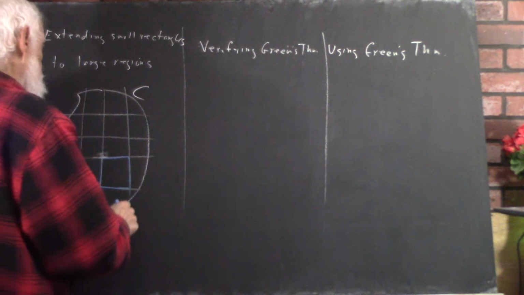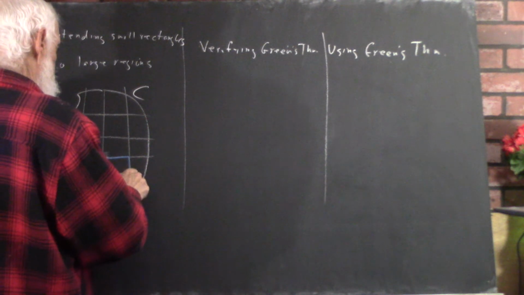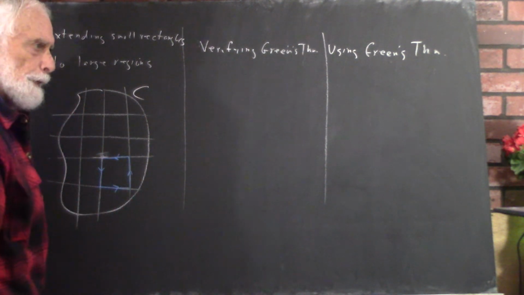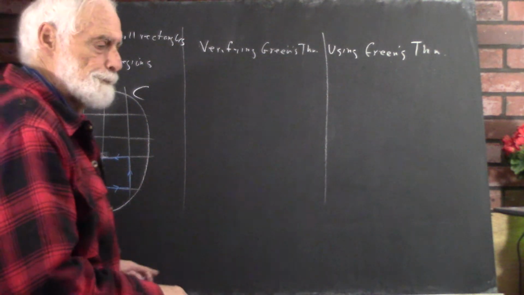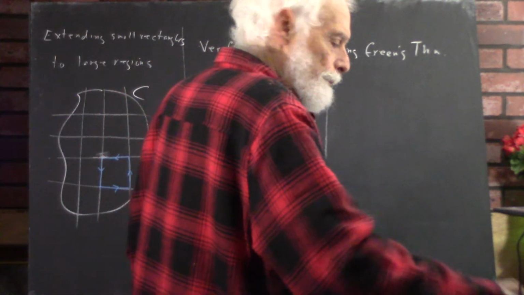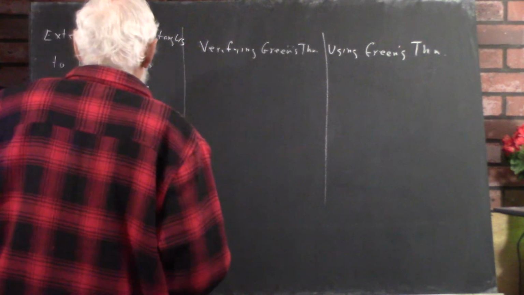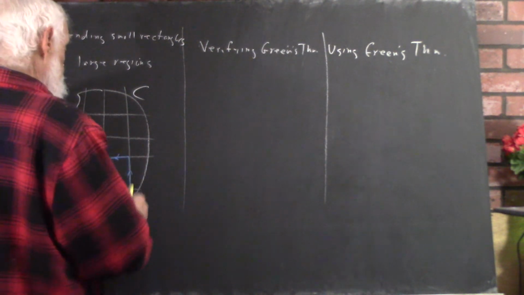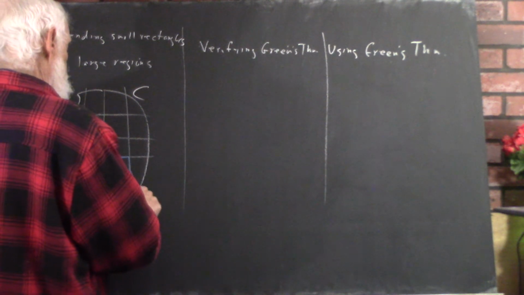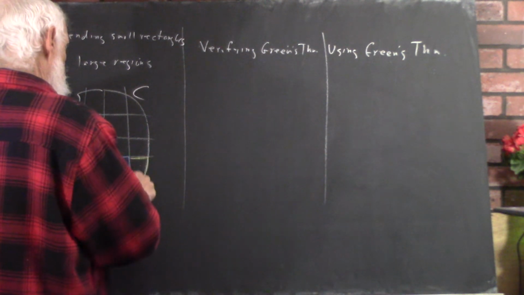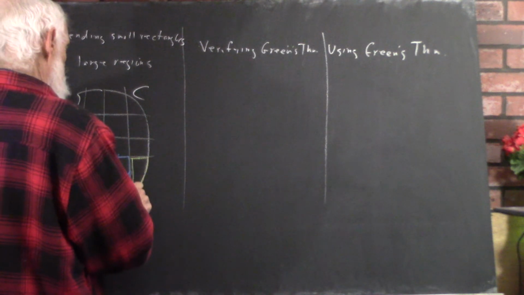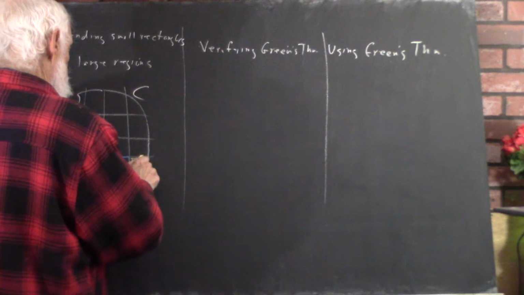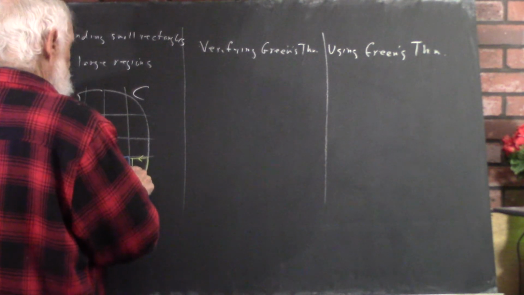And we're integrating around this rectangle in the positive direction. Now, this rectangle borders 4 different regions. It borders this region, where we're integrating in this direction, this direction, this direction, and this direction.